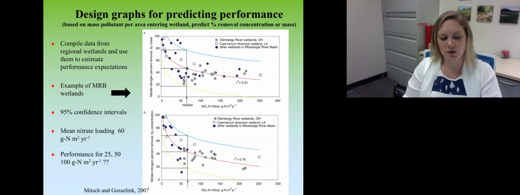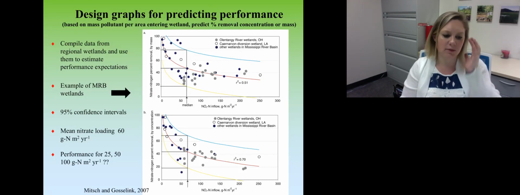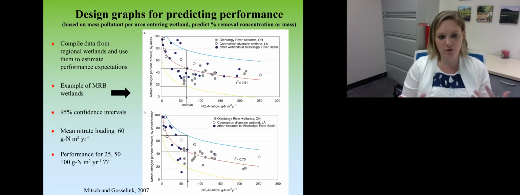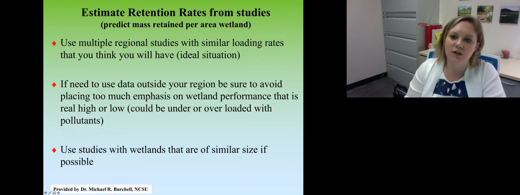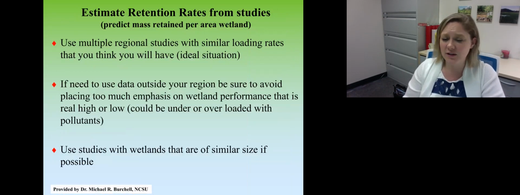All right. So how do we determine how well our wetland is going to work? Will it be 25, 50, 100 grams of nitrogen per meter square per year? Like, how do we know what our performance will be based on our loading? So we can use multiple regional studies with similar loads. And this is the ideal situation.